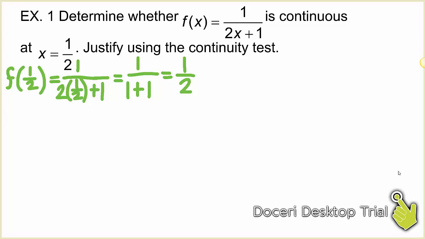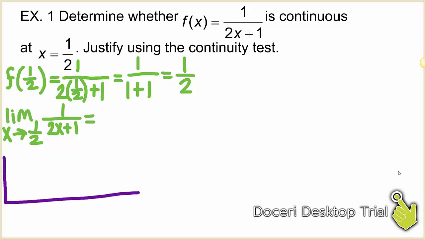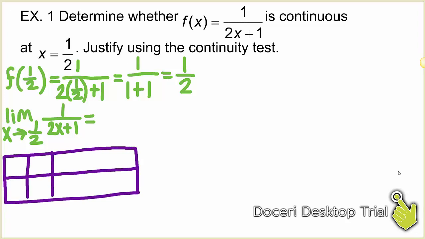So the second thing we're going to do is find the limit of this function. So I'm going to write the limit as x approaches 1/2 of my function, which is 1 over 2x plus 1. And to find out what this limit is, I'm going to draw a table, and my table is going to be horizontal. You can draw it whatever direction you want. It's going to have 2 rows and 5 columns.